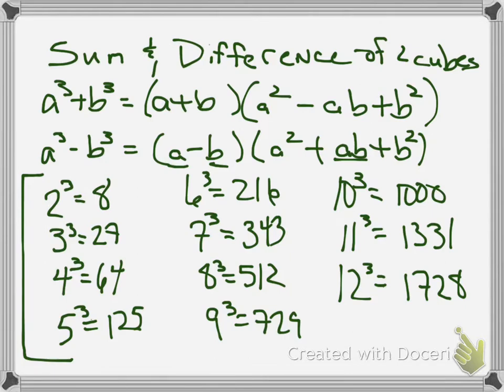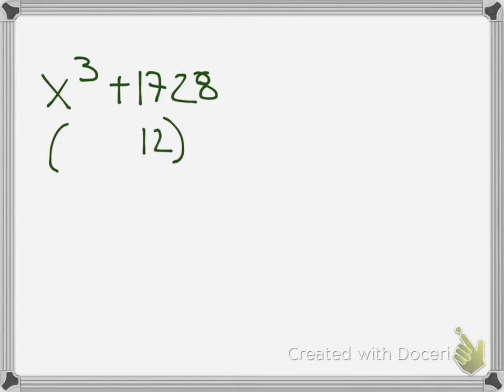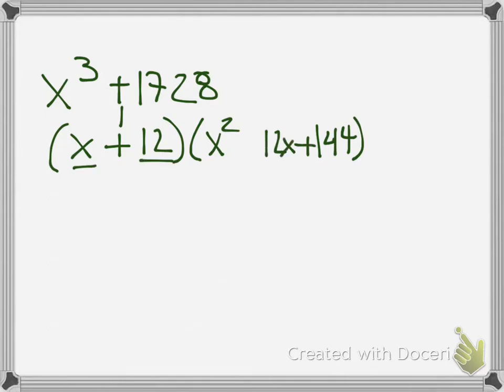For example, this is not in the booklet, but let's say I say x cubed plus 1728. The cube root of 1728 is 12, according to that table, and the cube root of x cubed is x, and thus I can go like this. These two should always match, and then x squared, 12 squared, and then 12 times x. And if the other one was a plus, then this one's a minus.